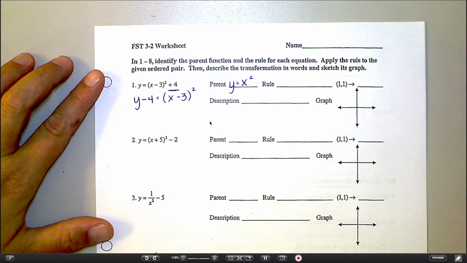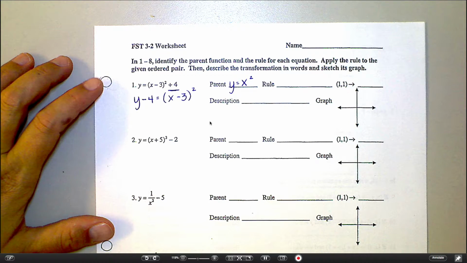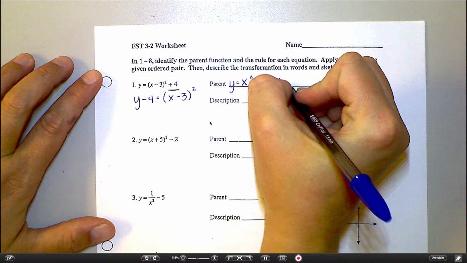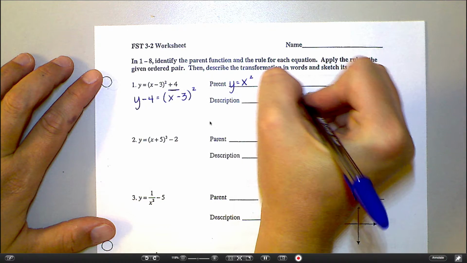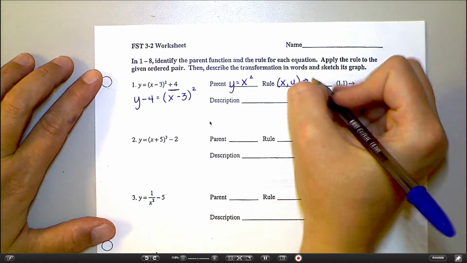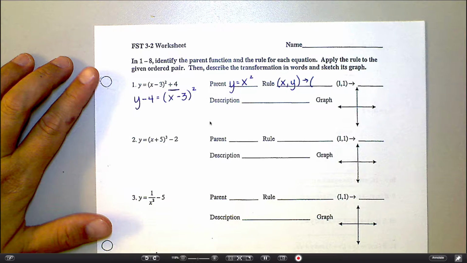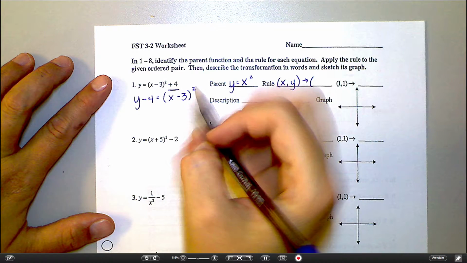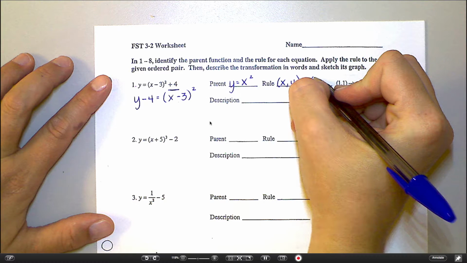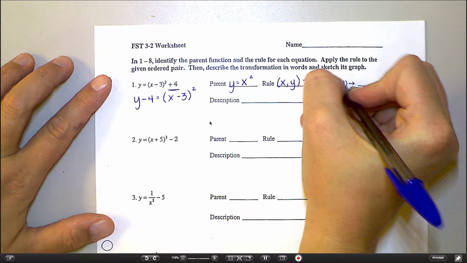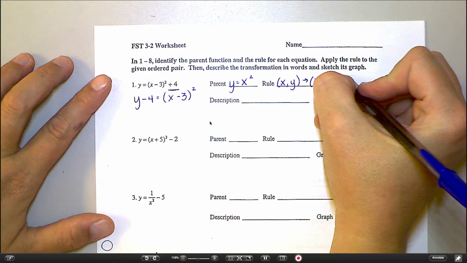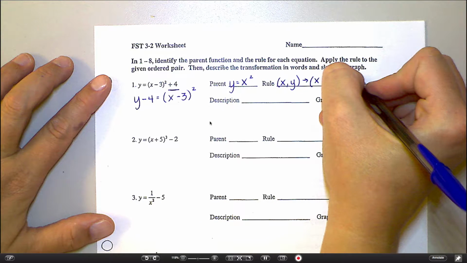And then it wants to know what rule does this transformation follow. Well, that's where we say x and y would map to what? And remember, the equation always does the rule backwards. So where I see x minus 3, that should actually be an x plus 3. And where I see y minus 4, that should actually be a y plus 4.